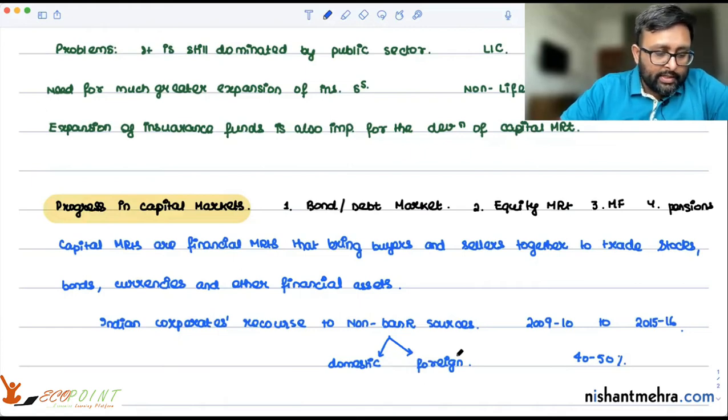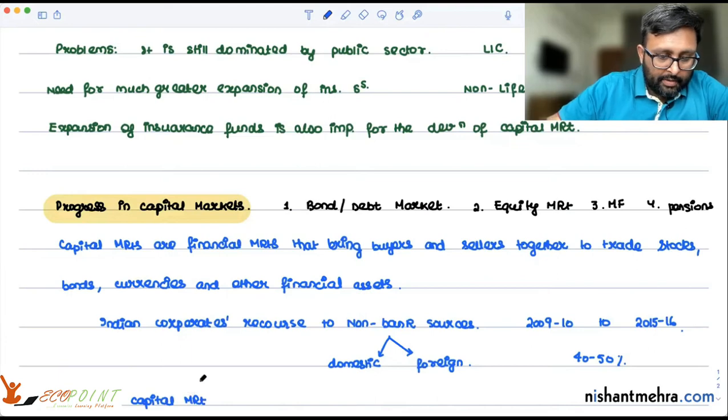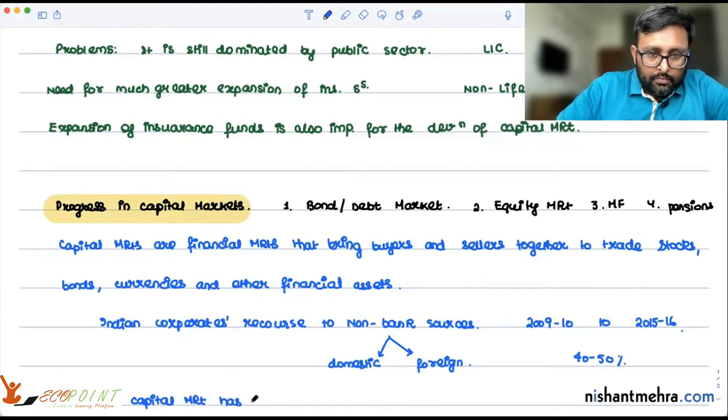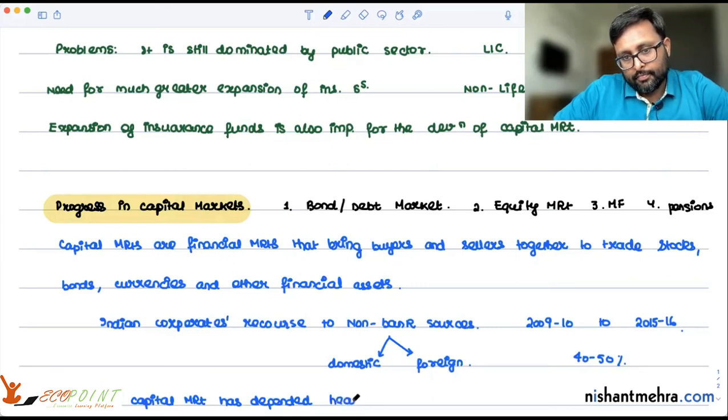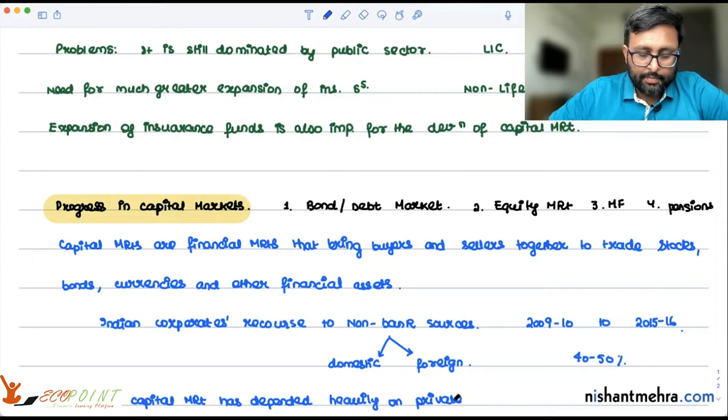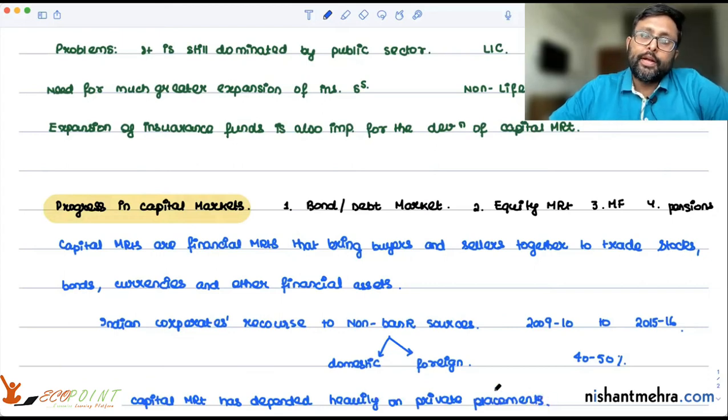You get the point? So what they are saying is Indian market, please write Indian capital market has depended, not dependent, depended heavily on private placements. And why do you think they are more dependent on the private placement? Because the costs which are associated with getting funds from the private persons are much lesser as compared to listing your company and getting it from the public.